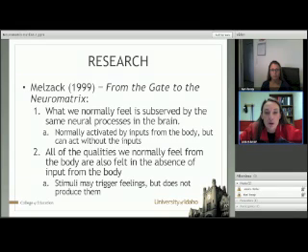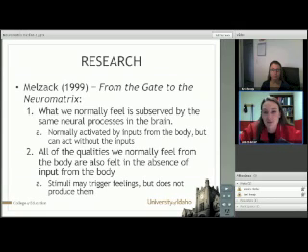Number two, all of the qualities we normally feel from the body are also felt in the absence of input from the body. Think of it this way. Have you ever had a hammer and almost smashed your thumb with it, and you jerk your thumb back and shake it? Sometimes you even kind of holler about it, or some of you might swear about it. And you didn't actually hit your thumb, but you felt like you hit your thumb. So it's one of those situations where you never really had the stimulus, you never really had the hammer crash down on your thumb, but because you anticipated that it would be really unfortunate if you did, your body reacted just like that's actually what had happened.